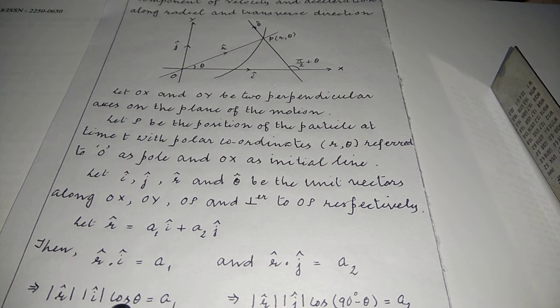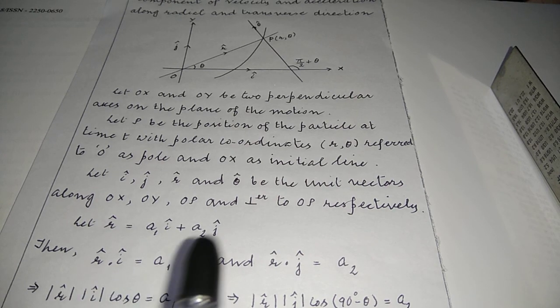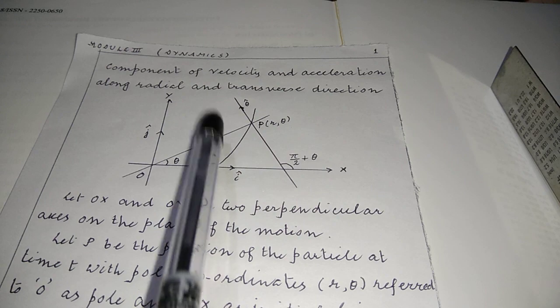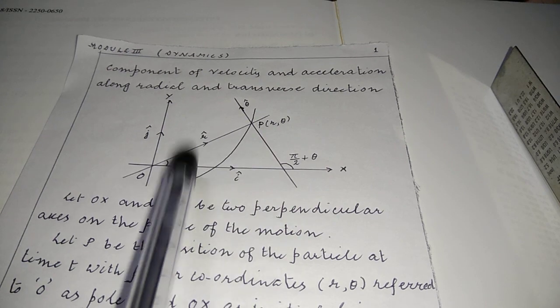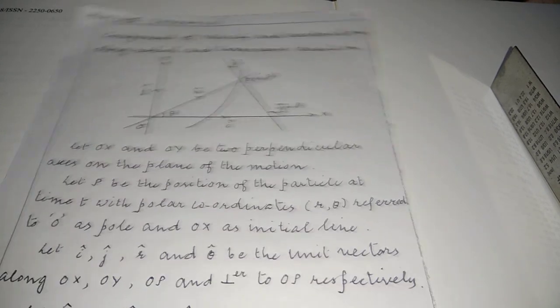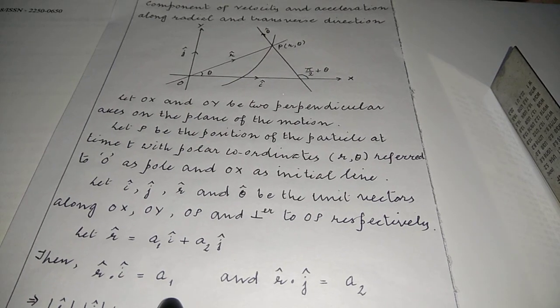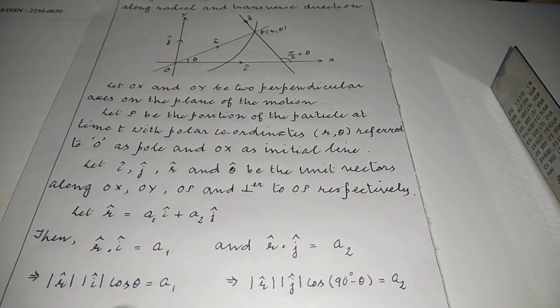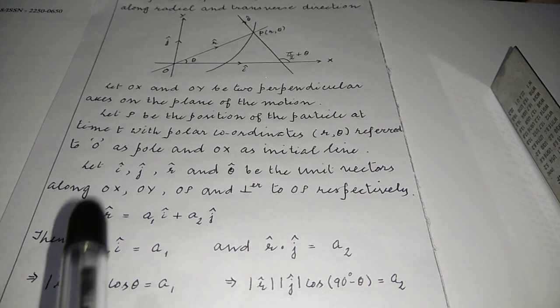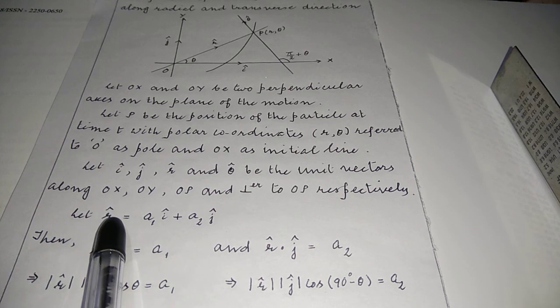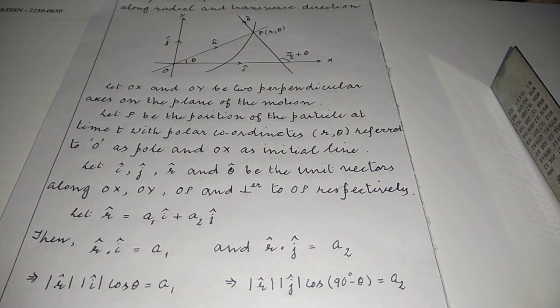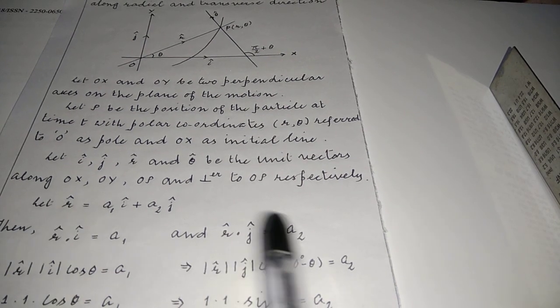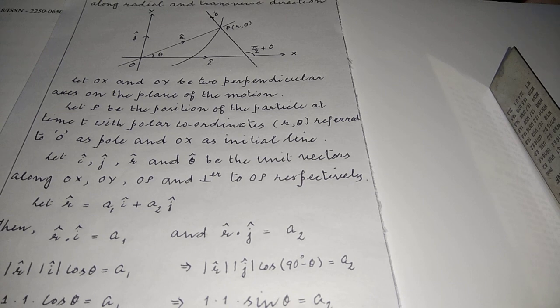Theta is the angle between the vectors. If you see, theta is the angle between the vectors r cap and i cap, and in that case you will get a1 is equal to cos theta. Same way, if we take the dot product of r cap with j cap, looking at the second part, then we will get a2 is equal to sin theta.